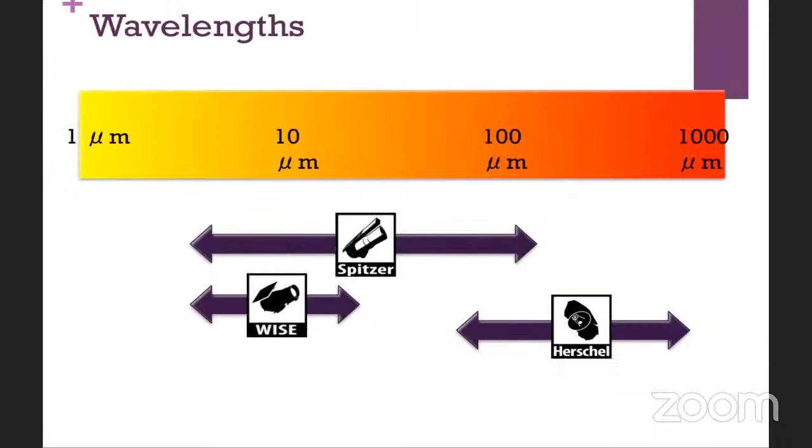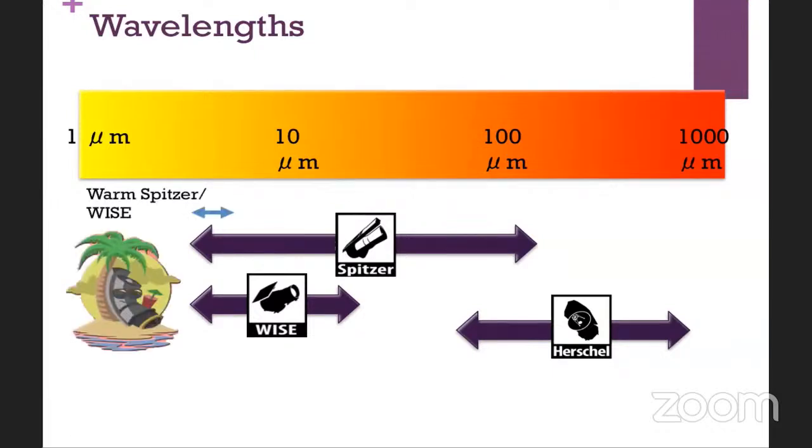So what range of wavelengths do we have? Well, here's a representation of an IR spectrum. Spitzer is going from about 3.5 to 160 microns. WISE is going from 3.5 to about 25 microns. Herschel is going from 70 microns to 500 microns. So, you know, a wide range of wavelengths covered by these missions. And of course, for the warm Spitzer and warm WISE missions, it's much smaller. It's just 3.5 and 4.5 microns.